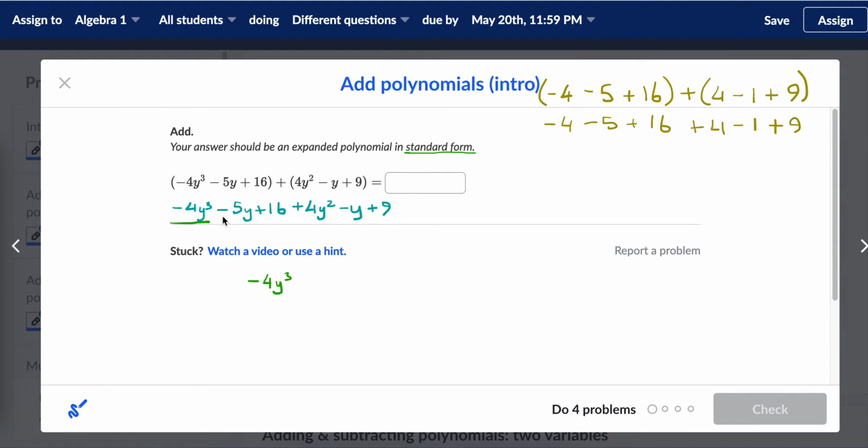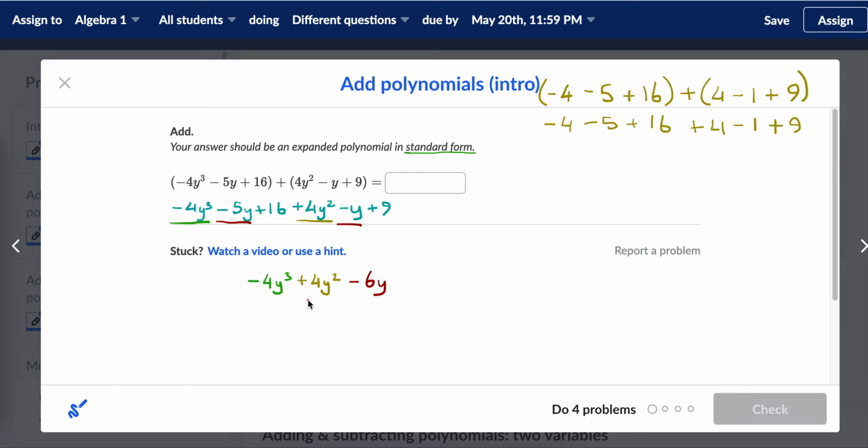Second term, we're going to look at the rest of the exponents. We've got a positive 4y squared, and we don't have any more squares, so that's just going to be plus 4y squared. The next one here is y to the first power. We've got two of those: a negative 5y and a negative y. When we add those two together, that gives us negative 6y.